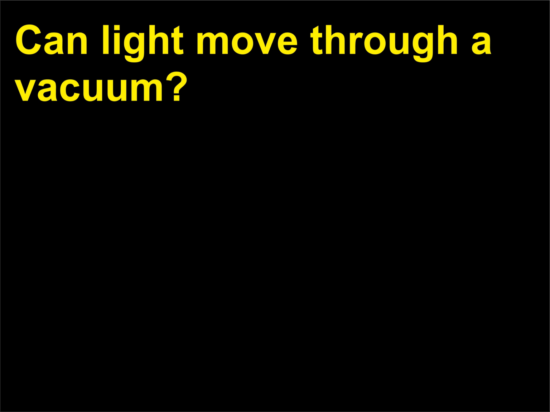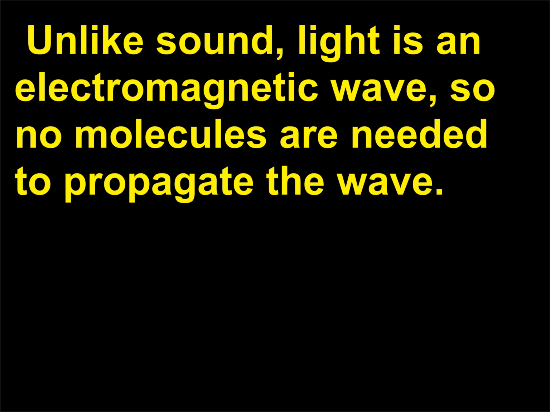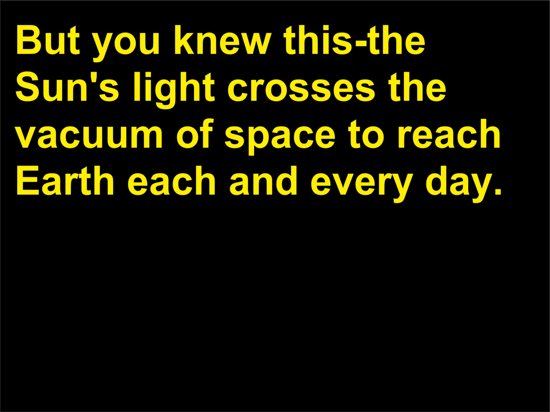Can light move through a vacuum? Yes. Unlike sound, light is an electromagnetic wave, so no molecules are needed to propagate the wave. But you knew this: the sun's light crosses the vacuum of space to reach Earth each and every day.